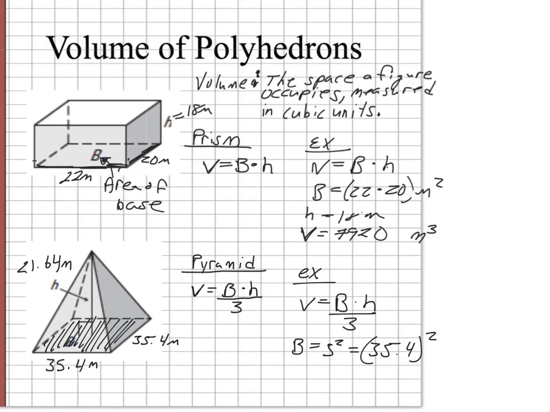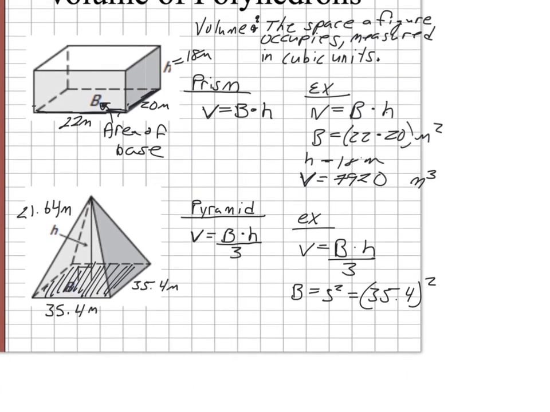And my height, which is 21.64. So I'm going to have, for volume, 35.4 squared times 21.64, and then divided by 3. And it's somewhat easier to do this stuff on top first and then divide it by 3.